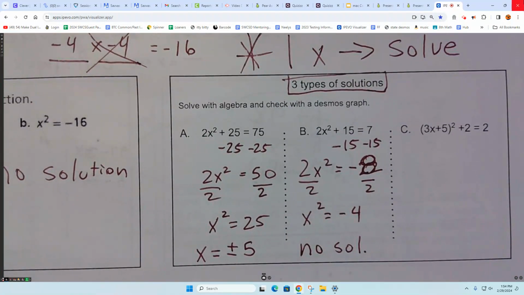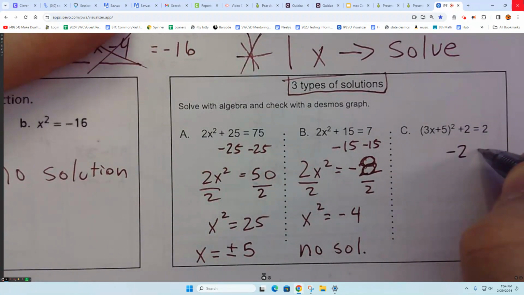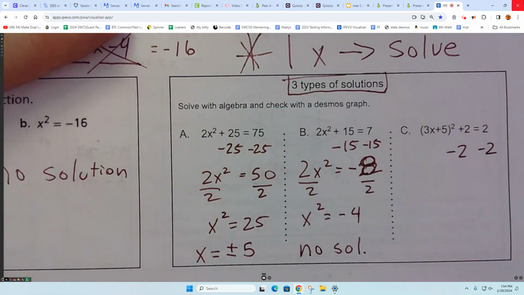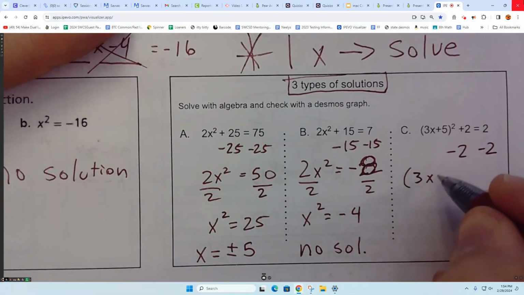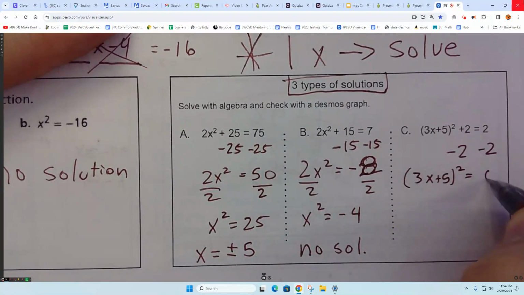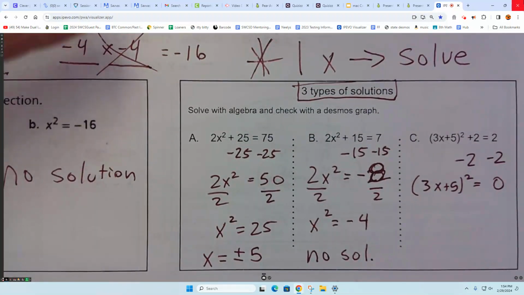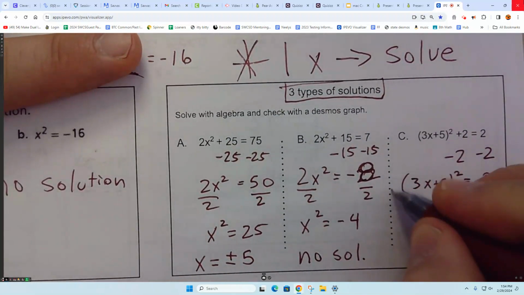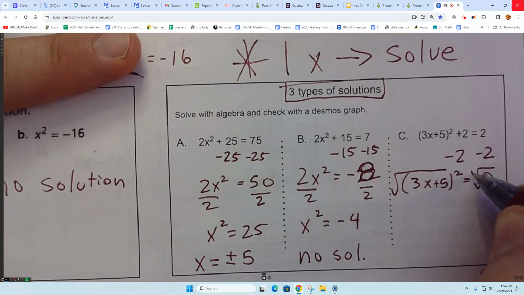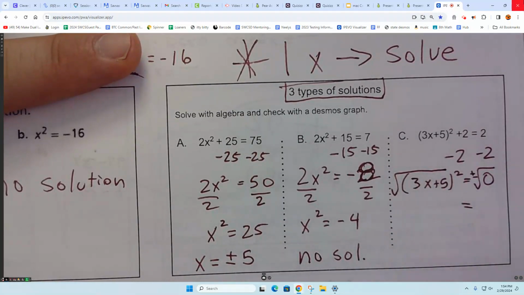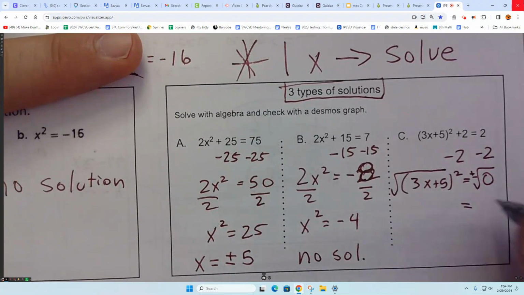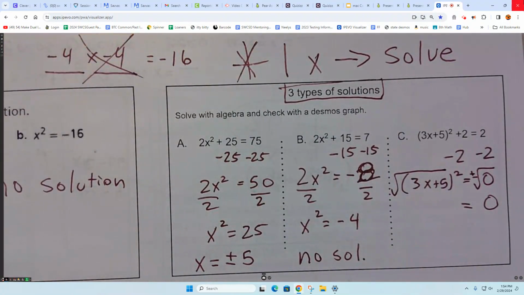This last one, people want to FOIL this out. They're like, wow, I got to multiply that. But don't. We're going to subtract 2 from both sides. 3x plus 5 squared equals 0. How do I get rid of a squared? Square root both sides. I should write plus or minus over here. What is the square root of 0? 0. What's the difference between adding a 0 and subtracting a 0? Nothing. So that plus or minus means nothing in this problem, so it goes away.